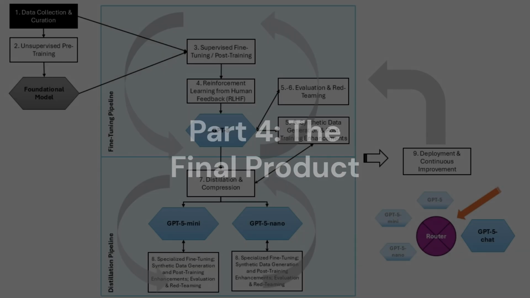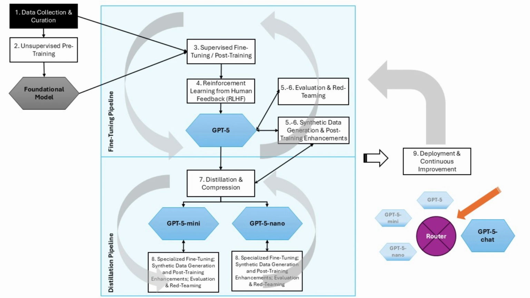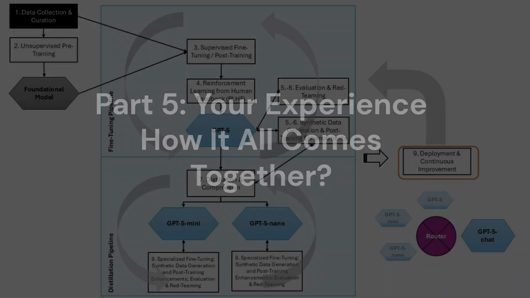How does the system know which one to use for your request? That's the job of the router. Think of the router as a smart dispatcher. When your prompt comes in, the router quickly analyzes it and decides which model is best suited for the job. We'll talk more about this in a moment. Finally, in step 9, deployment and continuous improvement, the model is released, but the work never stops. The developers are constantly monitoring it and using that data to make the next version even better.